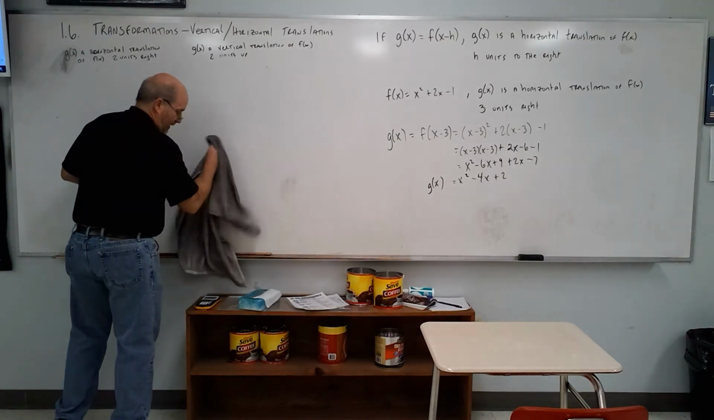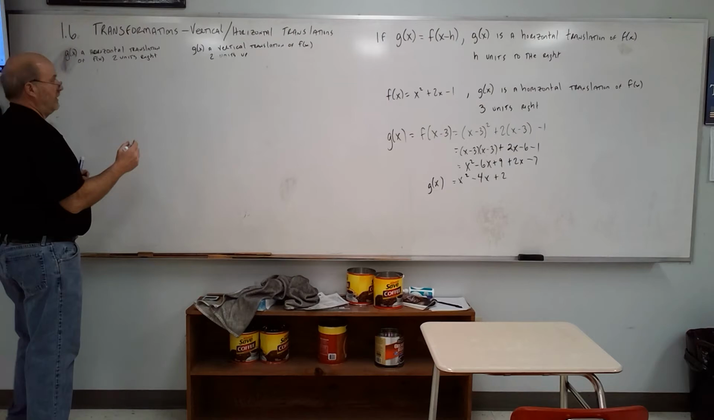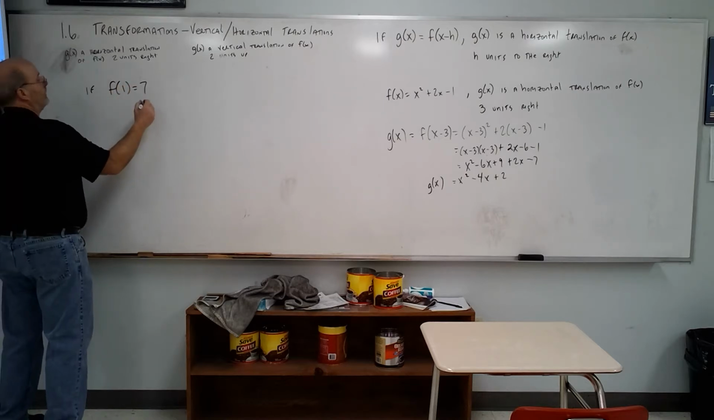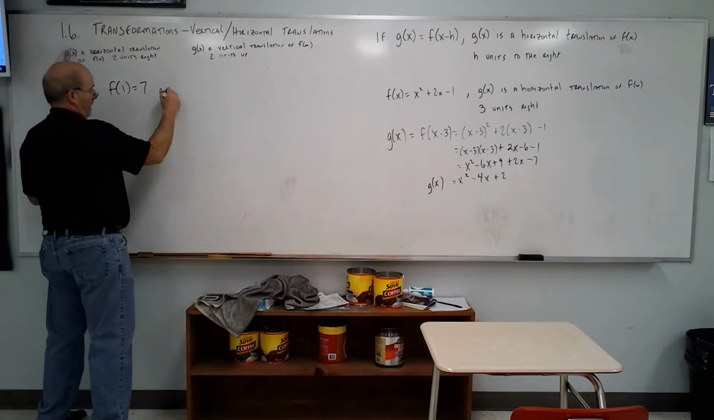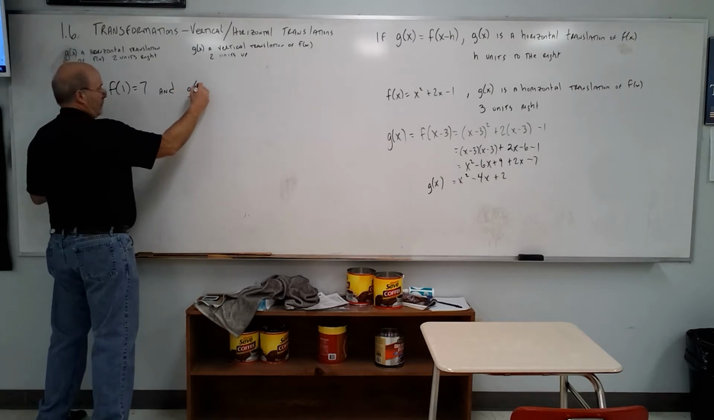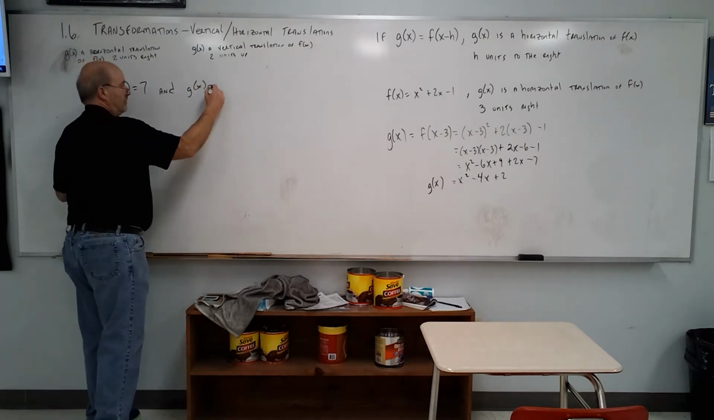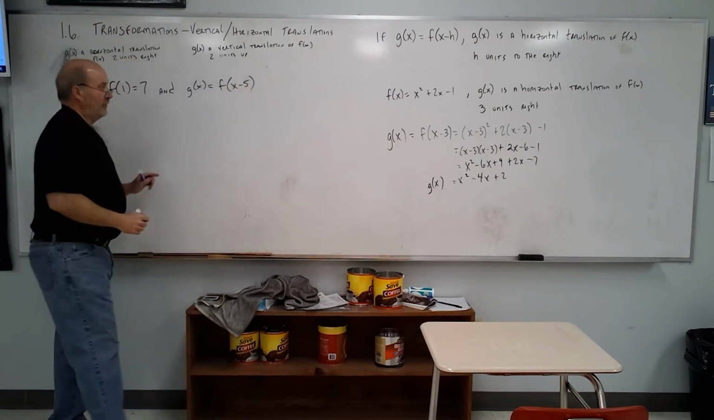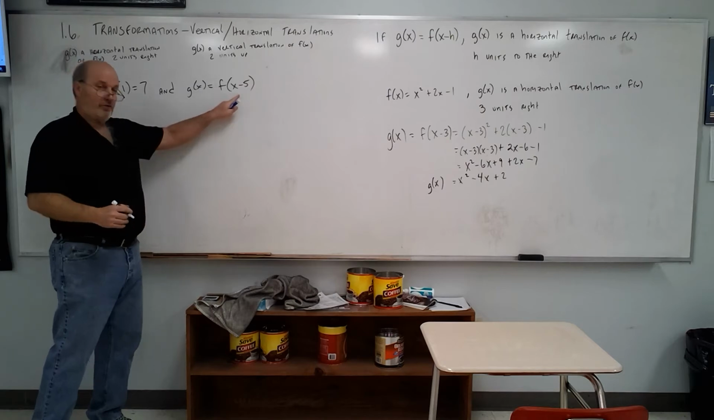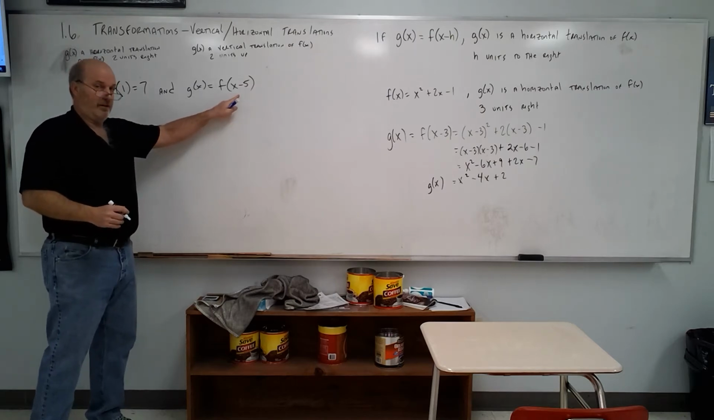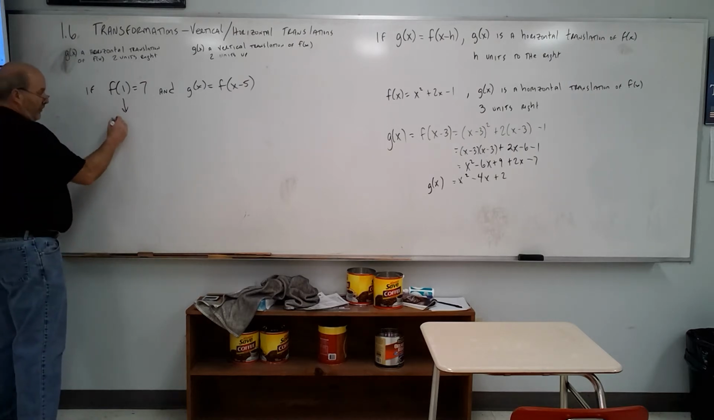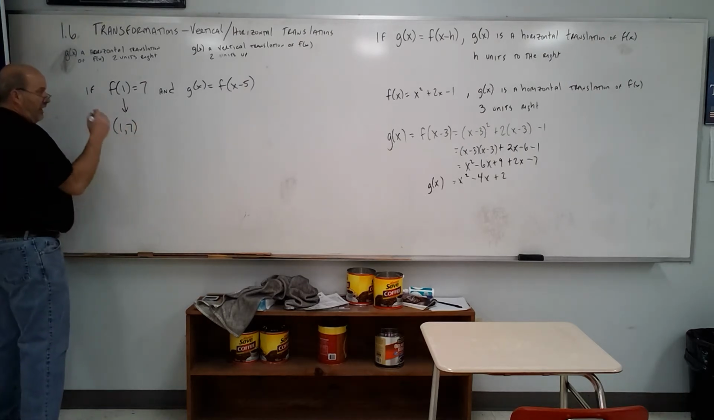You'll also have to recognize, if I told you that f of 1 equals 7, and g of x equals f of x minus 5. You need to recognize that g of x is a translation 5 units to the right of f of x. So you know, this tells you the point 1, 7 is on the graph of f of x.